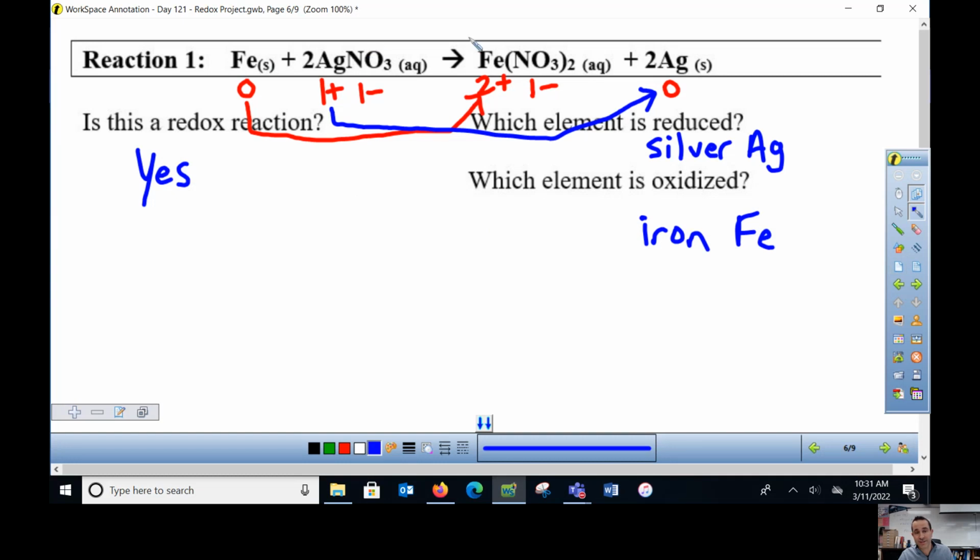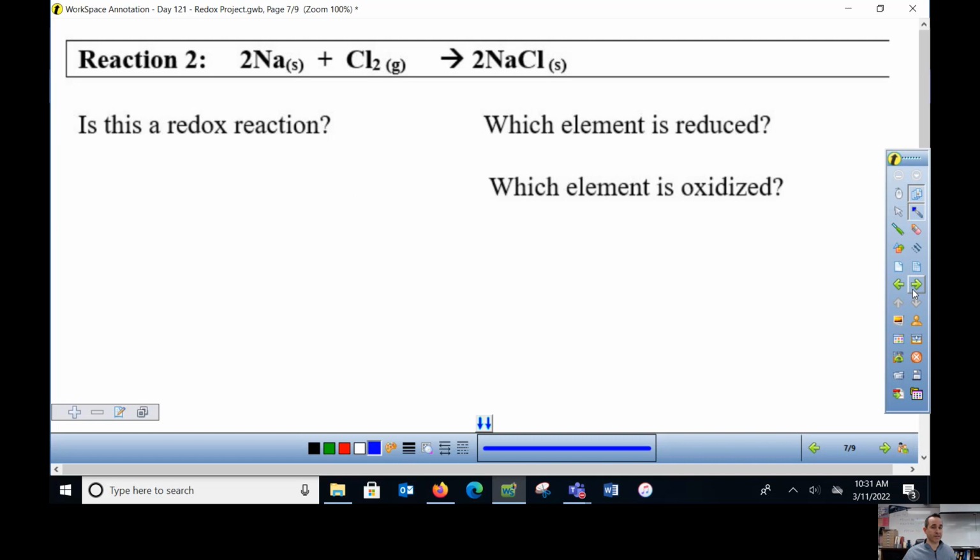So single replacement reactions are pretty much always going to be oxidation reduction reactions, because the more reactive metal is going to replace the less reactive metal, and there's a transfer of electrons in that process.